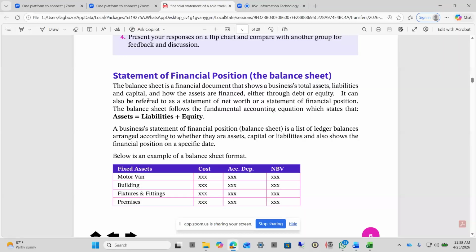We are just looking at statement of financial position today. Let's go ahead. Who is available? Sir, please, I'm here.